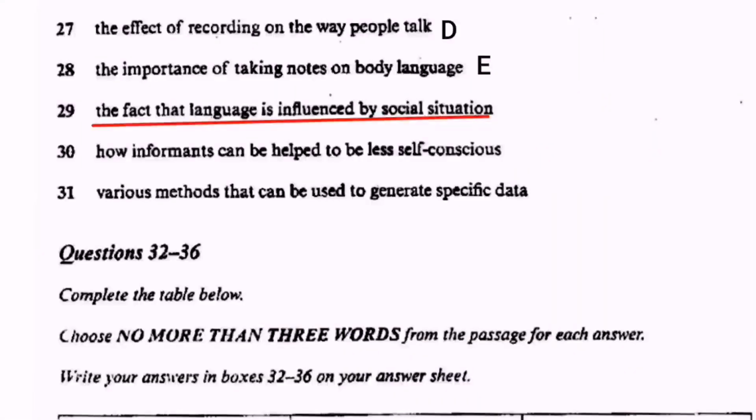Question number 29. The fact that language is influenced by social situation. Language influenced and social situation are the keywords. Social situation means social background, interactions with people. So we have to find that language is affected by the social background or the interactions of people living in a society. Let's read paragraph C.